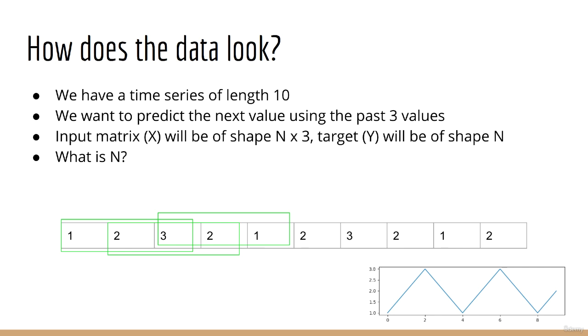Now, what is n? As mentioned previously, we can calculate n as the number of length 3 windows that fit into the time series, which is length 10. So that's 10 minus 3 plus 1, which is 8. But wait, remember that we would like to be able to predict the next value, which is the target. So while we can fit 8 windows into the time series, we can't actually use the last window in our training set because we don't know the next value.